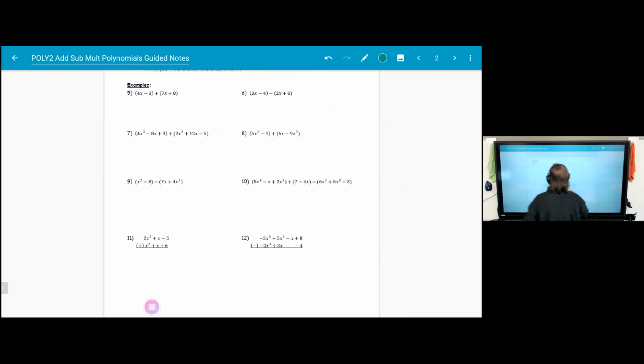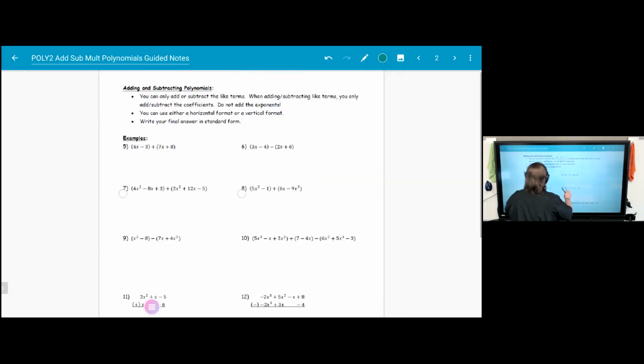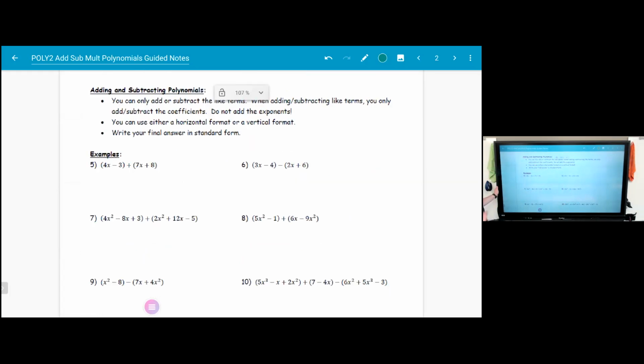What are we going to do first? Well, we're going to add and subtract some polynomials. You can only add or subtract when you have like terms. When adding or subtracting like terms, you only add and subtract the coefficients. We don't add the exponents. That comes later. That's some multiplication kind of stuff. You can use either a horizontal format or a vertical format. I'm going to show you a couple of each, and then you can pick what you'd like to do.